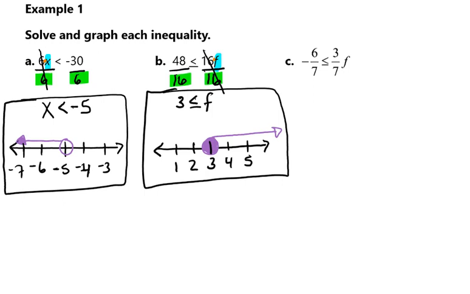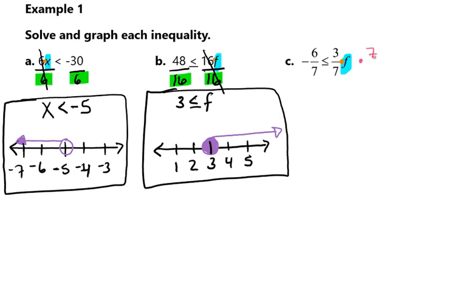Here we have negative 6 over 7 is less than or equal to 3 over 7 times f. So again, we're trying to get the f by itself. So we need to get rid of the 3 over 7. So we want to know, what is 3 over 7 doing to the f? And here we see that it is multiplying. So because it's a fraction, we have a couple different options. We could divide both sides by 3 over 7, which works if you have a calculator that will do that for you. But if not, what you might want to do is to multiply by the reciprocal.